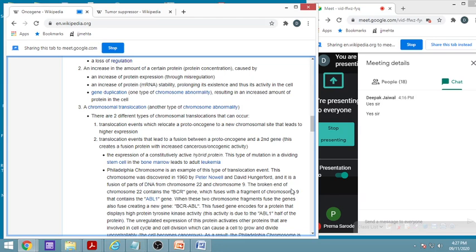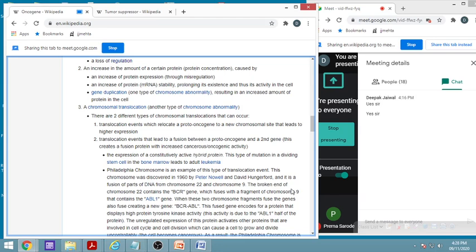Then there will be gene duplication, one or other type of chromosome abnormality. We have seen chromosomal abnormalities, aneuploidy, and many such chromosomal abnormalities. So this can lead to gene duplication. That will result in an increased amount of protein in the cell, and again this will lead to cancer-like activity.